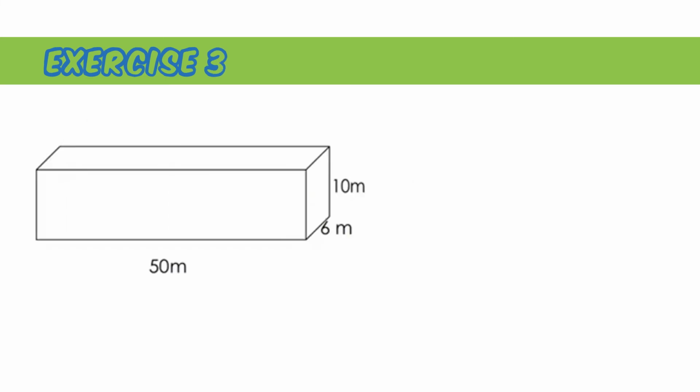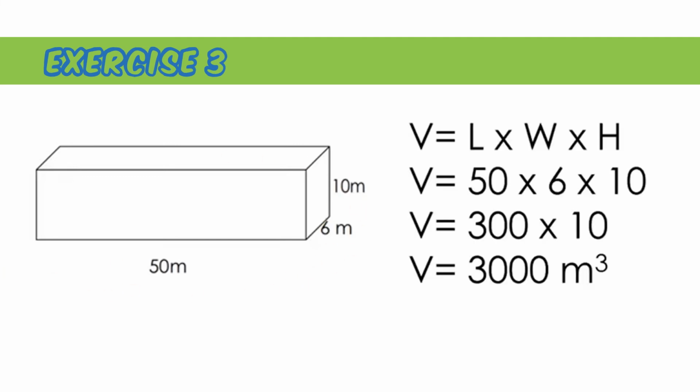centimeters. Exercise number 3, ayan, meron tayong shoebox. 50 meters, 6 meters, 10 meters. So, yun ang sukat niya. Again, we use the formula volume equals length times width times height. Let us substitute. The length is 50, the width is 6 centimeters, and the height is 10 meters. 50 times 6 gives us 300 times 10. So the answer is 3,000 meters. Again, do not forget to write that 3. Again, this is read as 3,000 cubic meters.